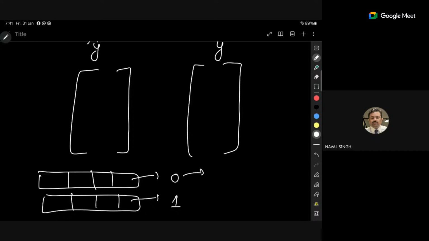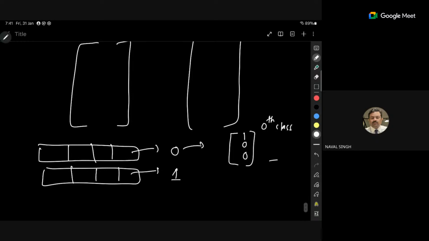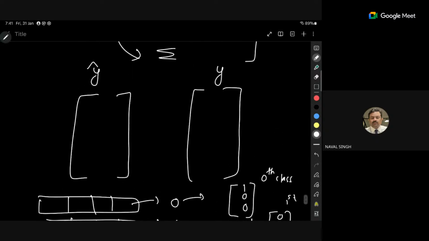We will convert this into a vector. Let's say there are 3 classes in total, then I'll represent class 0 as 1, 0, 0. Now the first class I have to represent is going to be 0, 1, 0. Now the second class, basically 3 classes are there, so we always start from 0. This is 0, 0, 1. So this is the second class. That's the way I represent y.